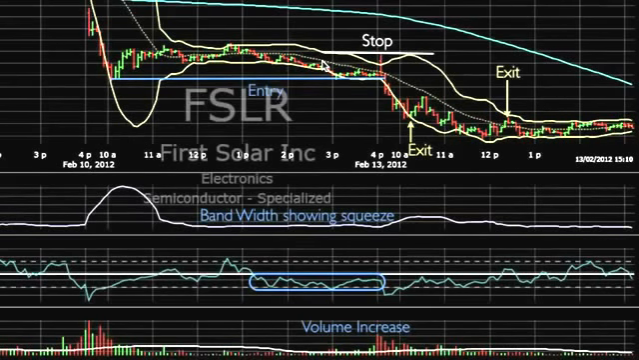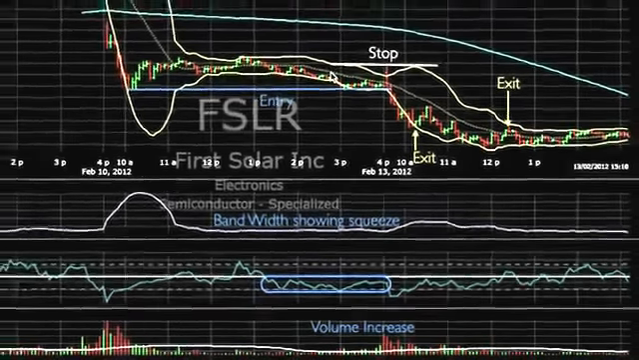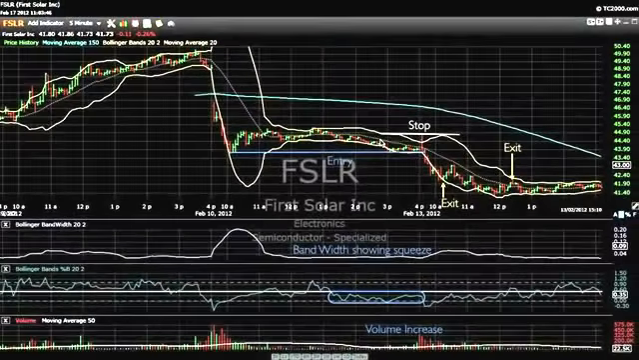Second is that your exit is when it closes above that 20 MA. That's your last hard trailing stop. And then you're finally out of the trade.